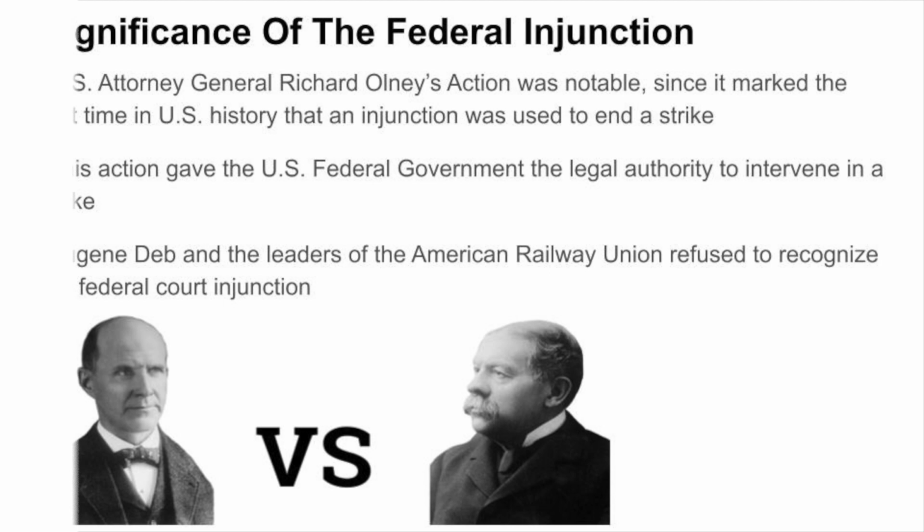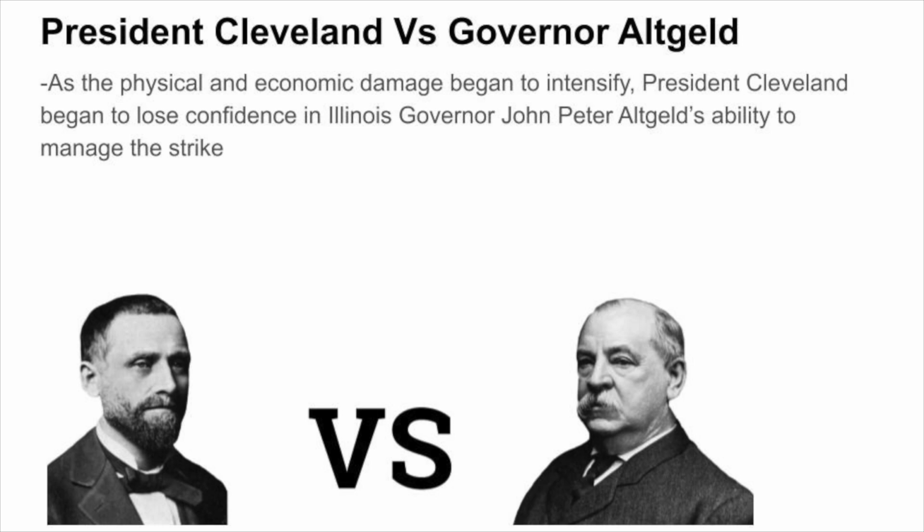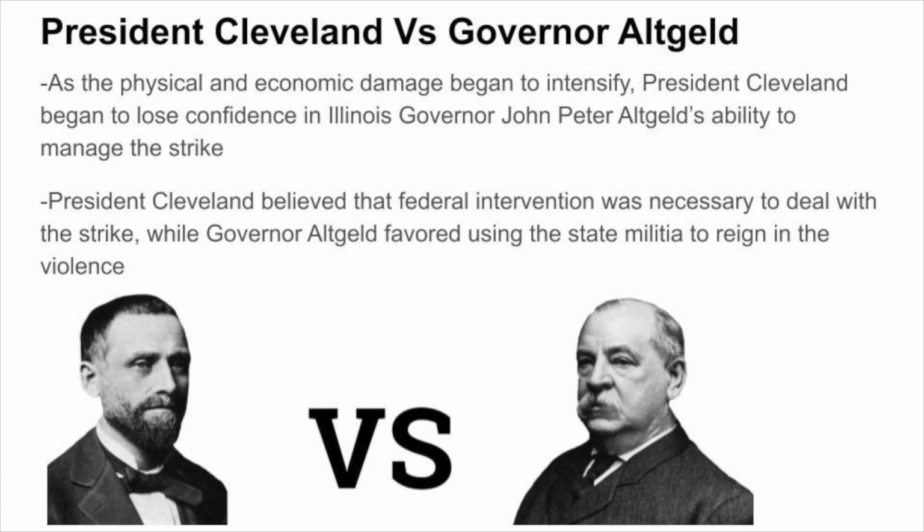As the physical and economic damage began to intensify, President Cleveland began to lose confidence in Illinois Governor John Peter Altgeld's ability to manage the strike. Cleveland believed that federal intervention was necessary to deal with the strike, while Governor Altgeld favored using the state militia to rein in the violence. On July 3, 1894, President Cleveland ordered thousands of federal troops to enforce the federal court injunction.